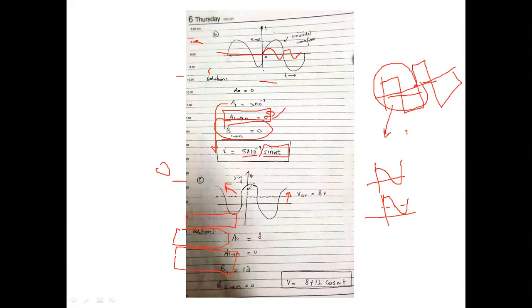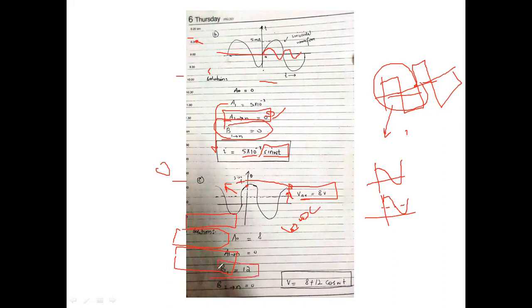Now, the DC value is 8 volt. And the net amplitude goes to 20, so the amplitude of the cosine will be 20 minus 8. Cosine plus DC is 20. So what will be the amplitude of the cosine? Only 20 minus 8, which is equal to 12.